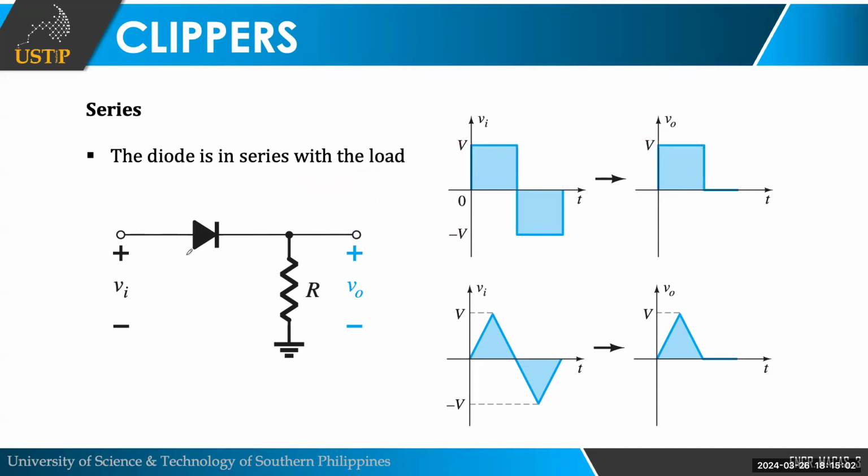For the negative cycle, class, what happens to your diode? It will be reverse biased. So it will become an open circuit, and no current is flowing through your resistor. I is 0, so 0 times your resistance, VO will always be 0 volts during the negative cycle. That's why during the negative cycle, it clips. It becomes 0. It's the same thing with triangular inputs, same as with the sinusoidal. With a sinusoidal input, your output will be positive only and the negatives are clipped.